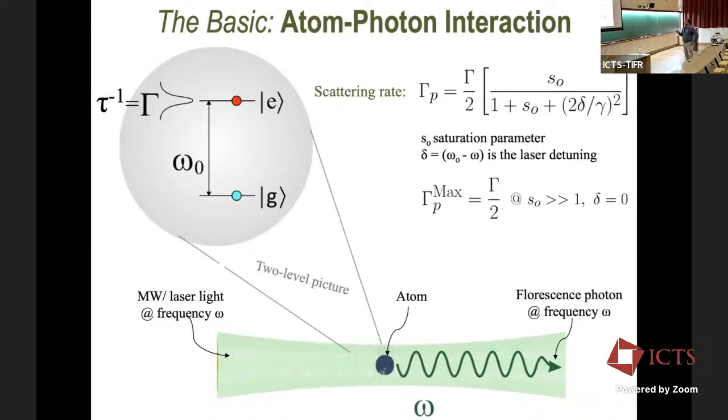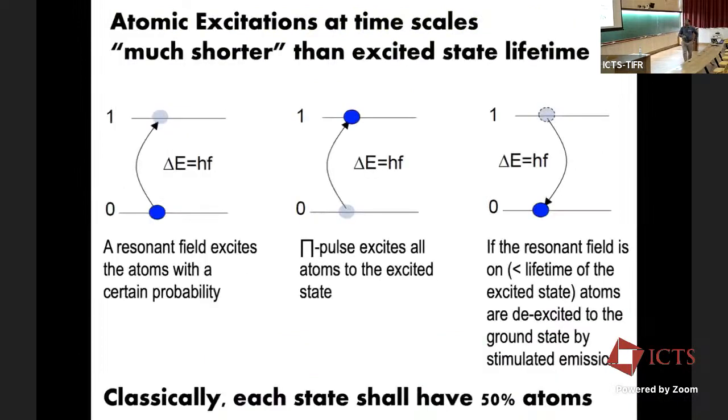So depending on all these parameters, you can get an effective scattering rate, and this gamma is the maximum allowed scattering rate. But depending on how far you are detuned, what the intensity is, etc., you get an effective scattering rate, which is always below the maximum scattering rate. Okay.